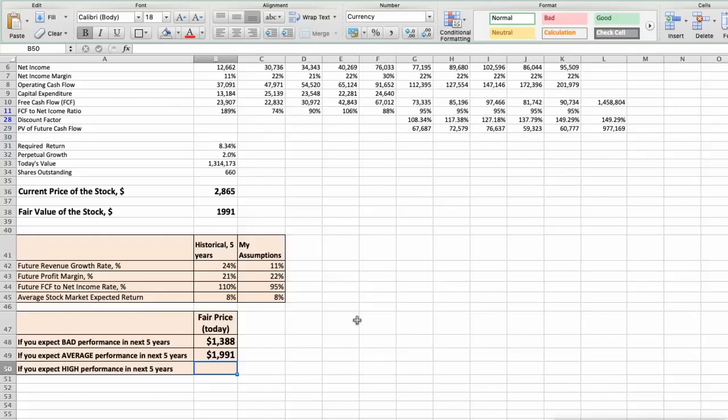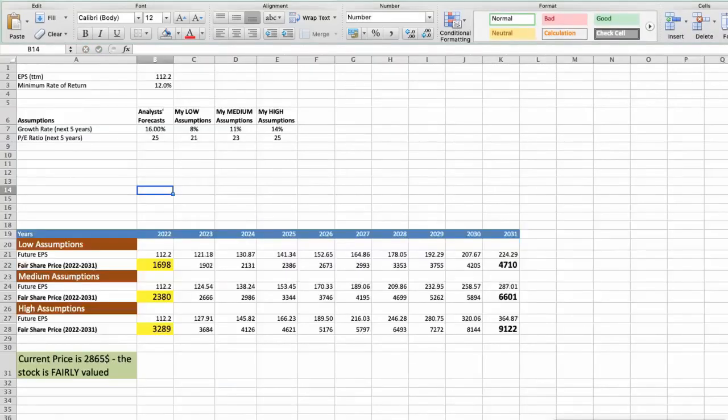The third scenario. Google will have high performance in next 5 years, and we will use the following parameters in our calculation. Future revenue growth rate would be high, 14%. Future profit margin would be high, 24%. Future free cash flow to net income rate would be high, 110%. In this case, the fair value of the stock today would be $2,777.